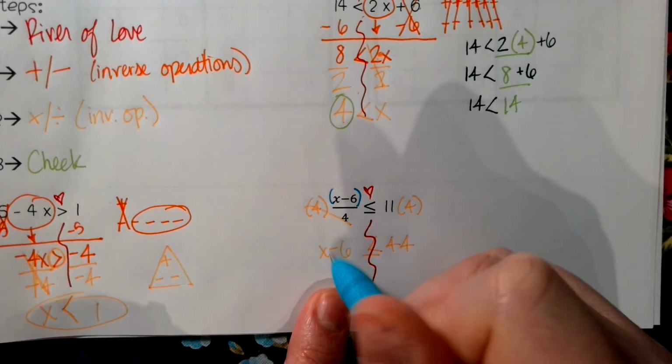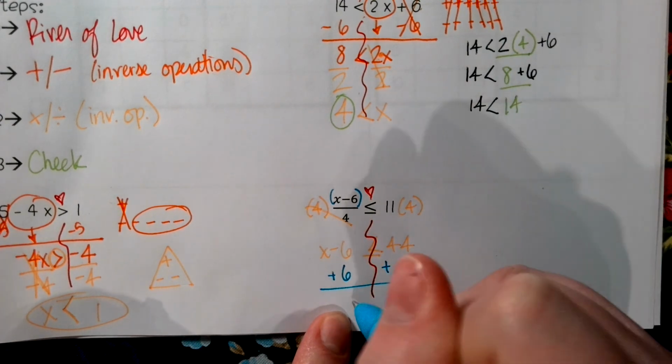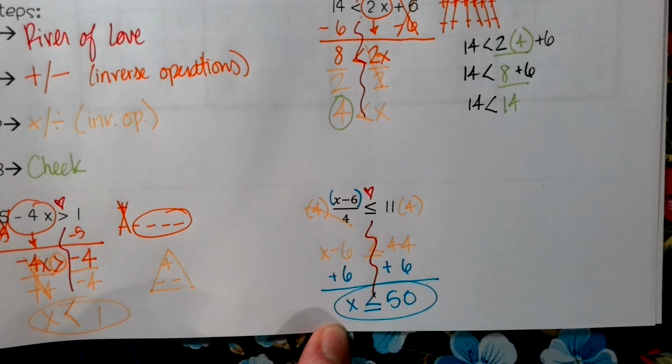And then again, we have to get rid of that grouping. Save that for last. So we add 6 to both sides. We get x is less than or equal to 50.